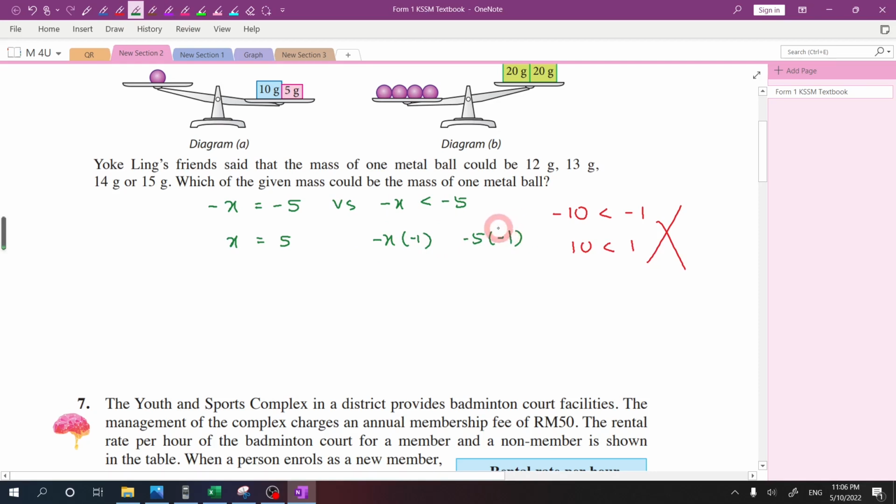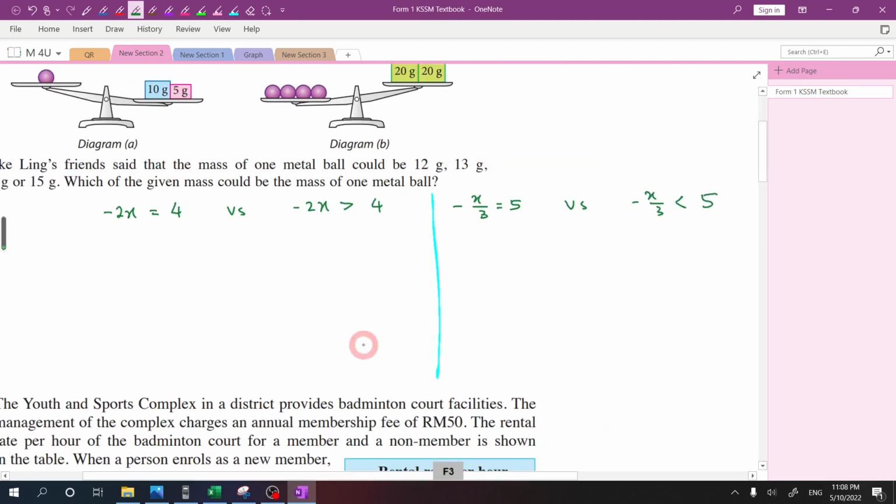For inequality, when we multiply or divide both sides by a negative number, remember we need to flip over the inequality sign. Okay, so x is greater than 5. Be careful when you see this. Whenever you see the coefficient of x is negative, you need to tell yourself you need to be more careful.